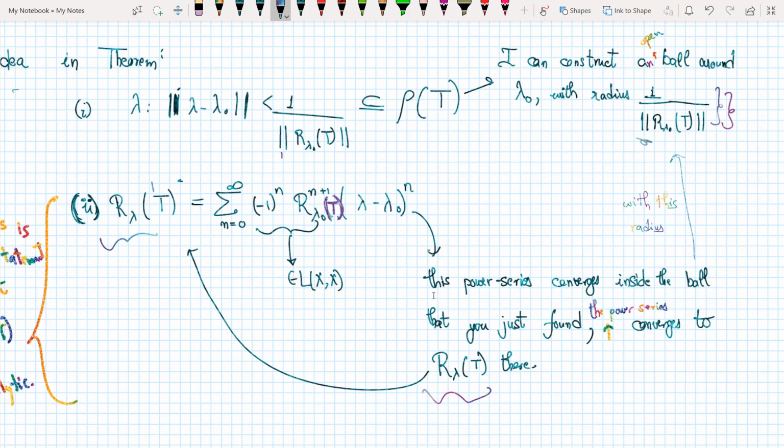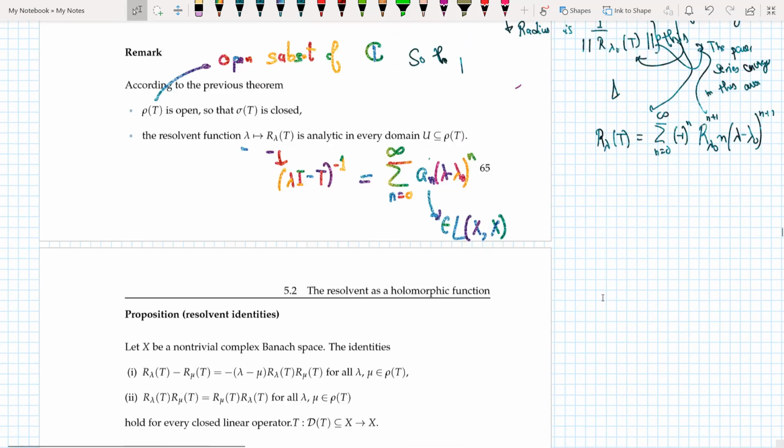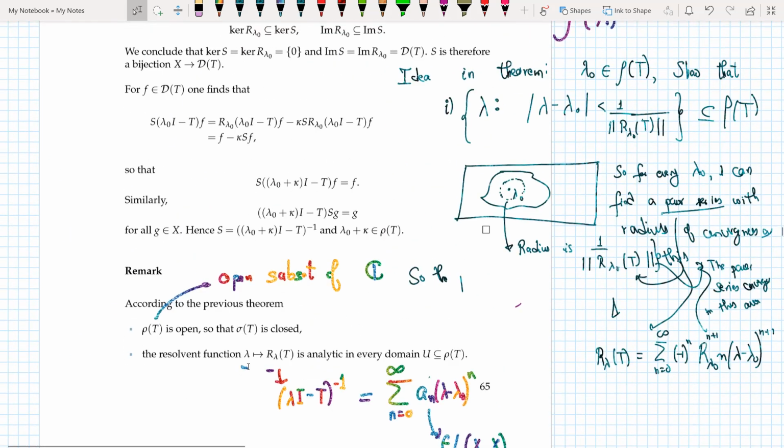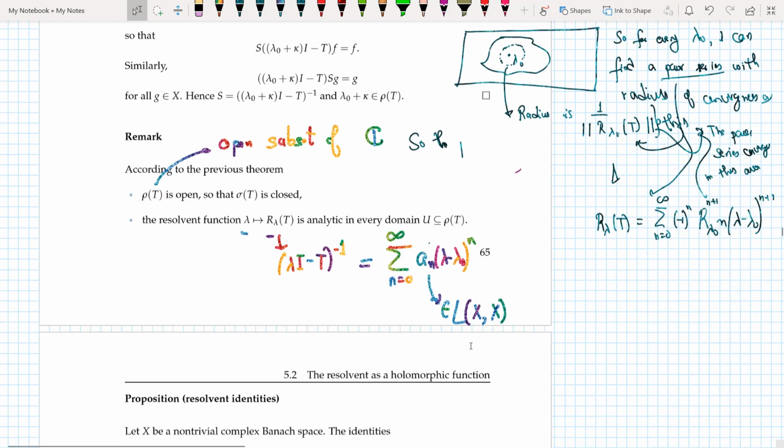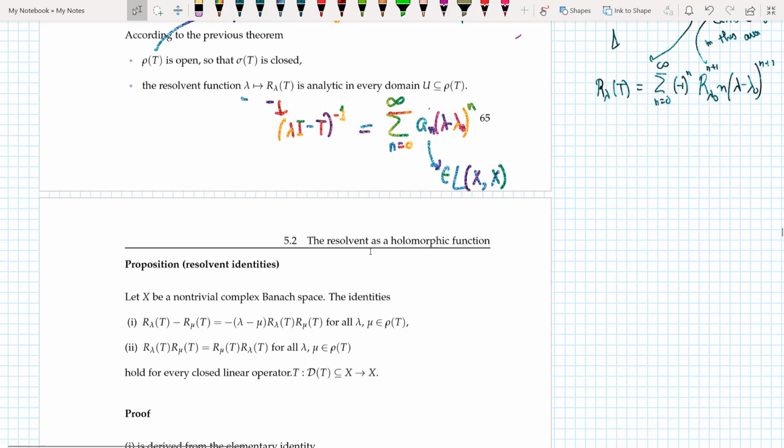So if given a point lambda naught in U, I construct a ball with this radius, and within this region, this power series converges to R_lambda(T). So guys, till now what we have seen is that rho(T) is open, so that sigma(T) is closed, and the resolvent function R_lambda(T) is analytic in every domain U which is a subset of rho(T). So now let's move on to other things.